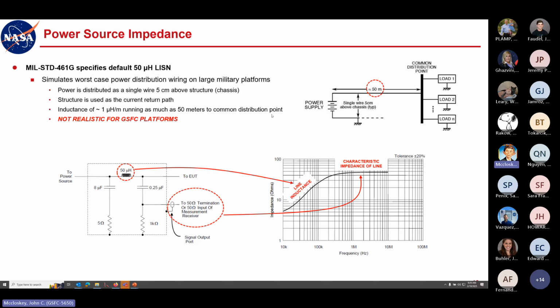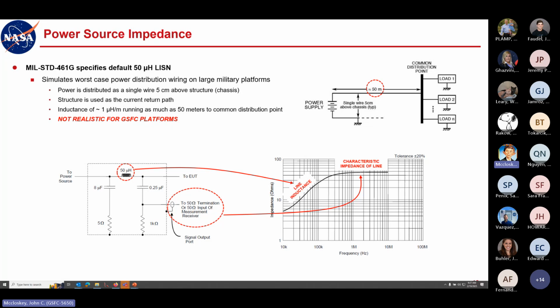So on platforms like that, power has traditionally been distributed as a single wire 5 centimeters above the structure or chassis. And the structure is used as the intentional current return path, which we almost never do on a spacecraft. So this type of configuration, wire 5 centimeters above chassis, is going to have an inductance of about a microhenry per meter. Again, in other sessions, I show you how to calculate that. So it'll be on the order of a microhenry per meter, running as much as 50 meters to a common distribution point. And that's right out of the MIL standard, that's where they came up with this 50 microhenry standard.